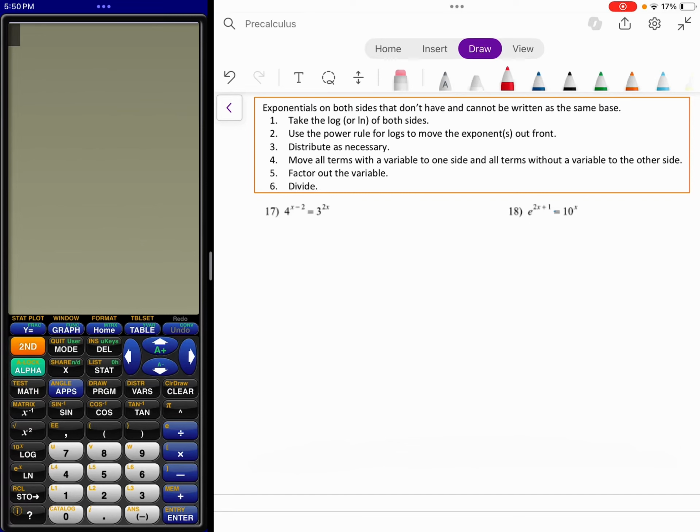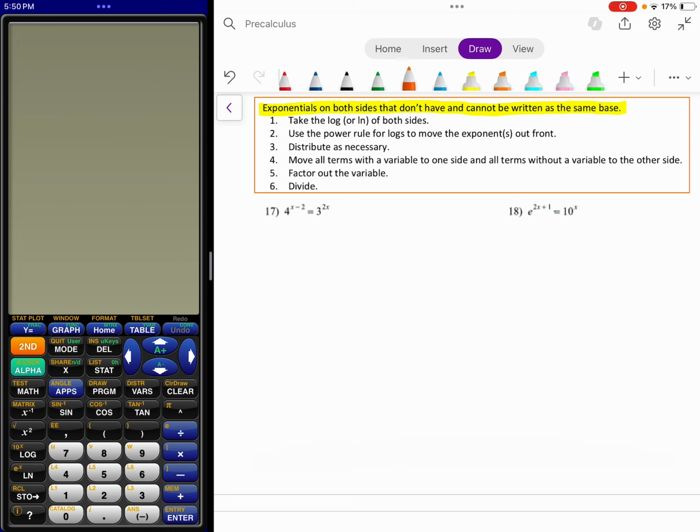Here are our last two questions from our 5.4 quiz review. Notice this is when we have exponentials on both sides of the equation that cannot be written as the same base. So in number 17, you have a base of 4 and a base of 3. They can't be reduced down to the same base like in questions 1 through 4. And so we'll hop right to it.